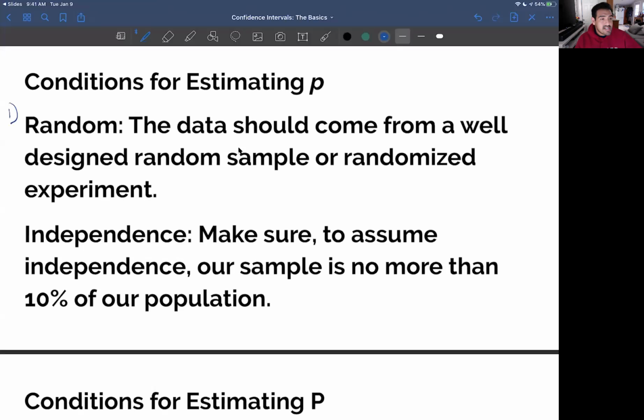So our first condition is that the data is coming from a well-designed random sample or randomized experiment. We need to have randomization. Our second condition is the 10% condition. We need to make sure that there is independence between our selections for our sample. So in order to assume independence, we need to make sure that our sample is no more than 10% of our population. Our sample size needs to be less than 10% of the population.